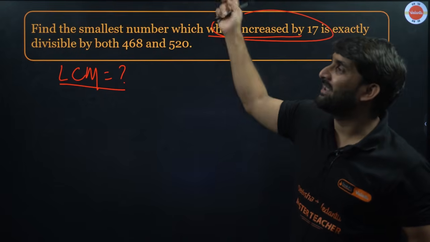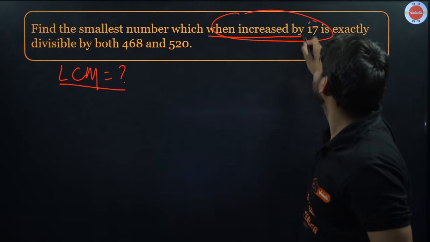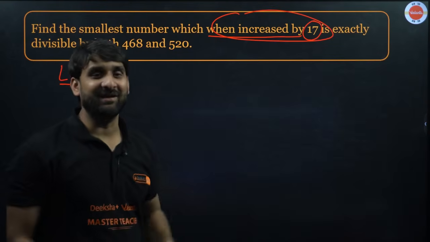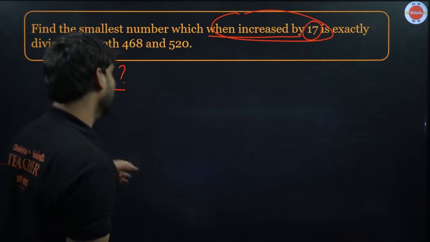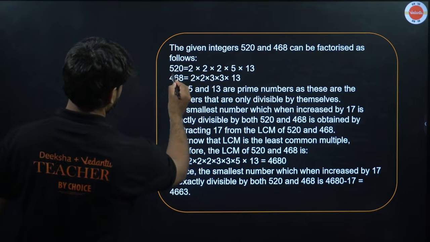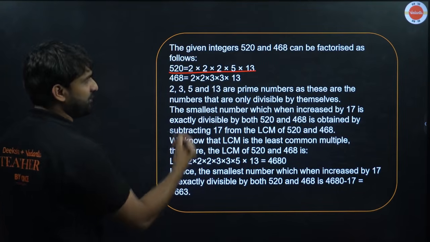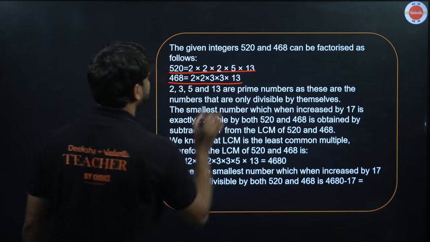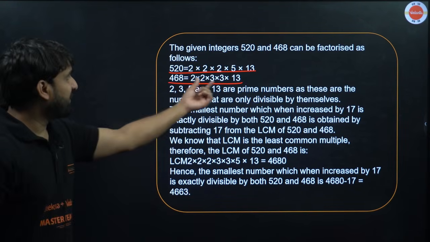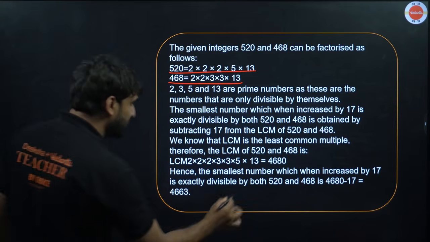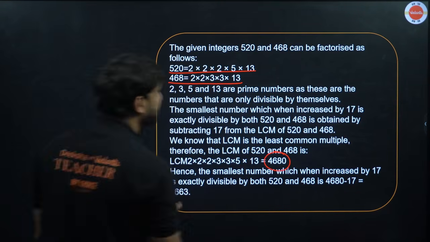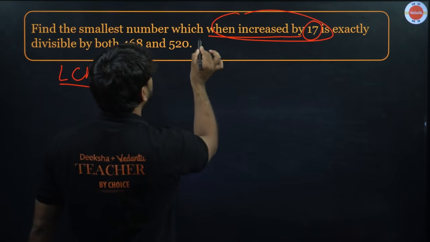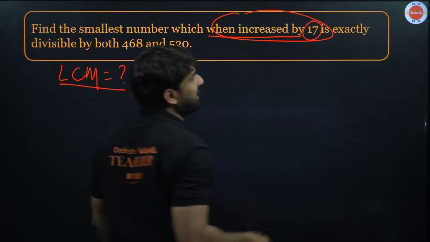And after getting that LCM, you can subtract this. Because 17 is increased. It means 17 is already added. So we have to decrease the 17. So 520 can be factorized this way. You are all experts now in prime factorization, and 468 will be factorized this way. So what will be LCM? LCM will be 4680.